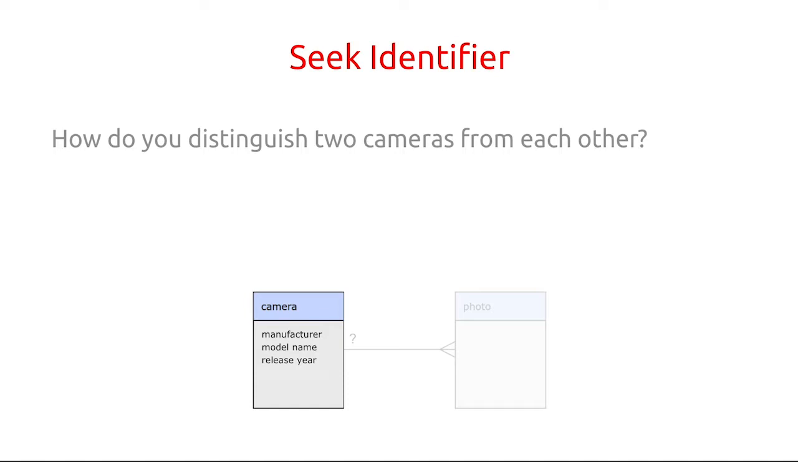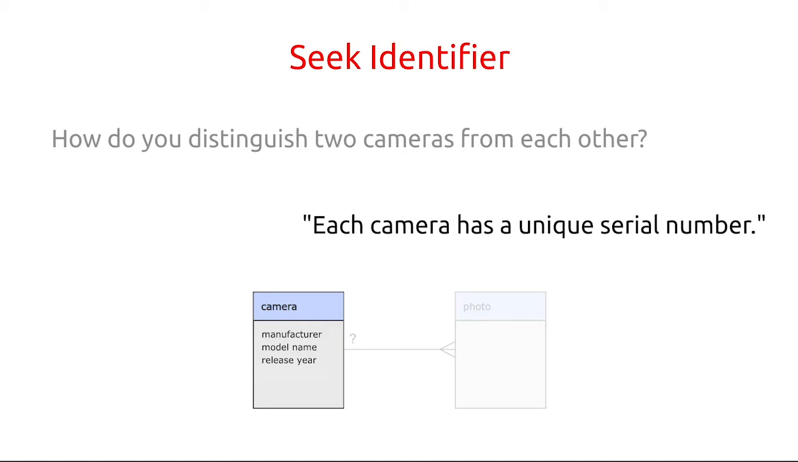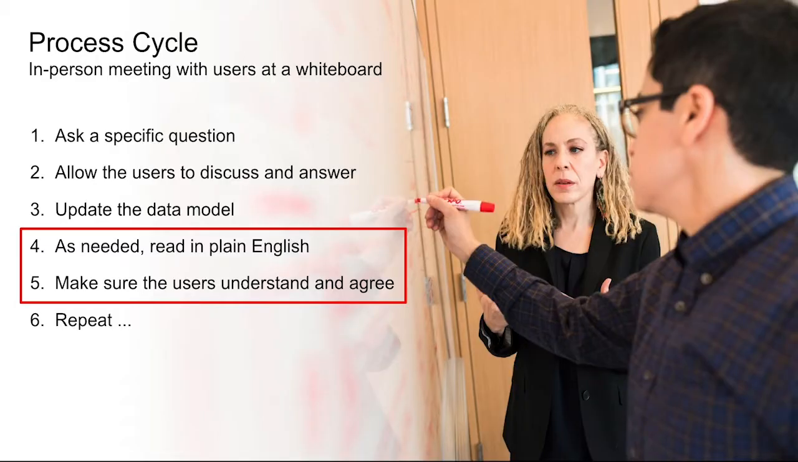Let's suppose they say, each camera has a unique serial number. Usually when they say there's a unique number, it's pretty clear-cut. They may not have mentioned the serial number up until that point, but that's fine. We can now add it to the entity with a bar under it. Are we done with this step? Not really. It's a good idea to confirm what you've found. Again, for seeking identifiers, we've asked a specific question, gotten an answer, and made an update.